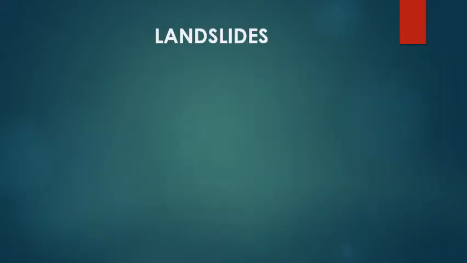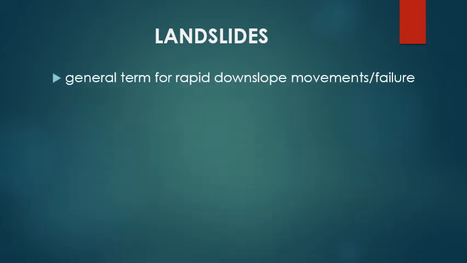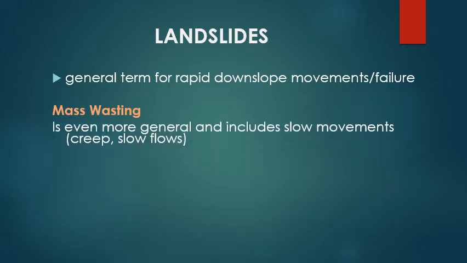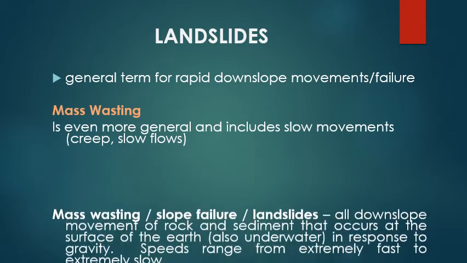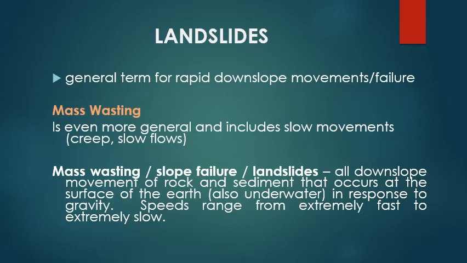Let's examine the definition of landslides. Landslide is a general term for downslope mass movement. In common usage, it implies rapid motion that potentially kills people along its path. Mass wasting is a more general term as it includes slow landslides such as creep and slow flows. Mass wasting, slope failure, and landslides have been used in the literature to describe similar phenomena. The main driving mechanism of landslides is gravity.